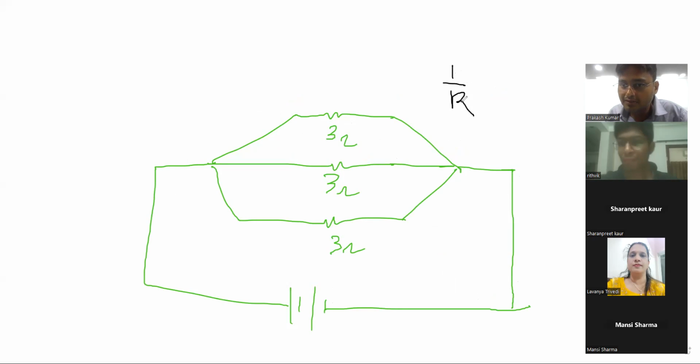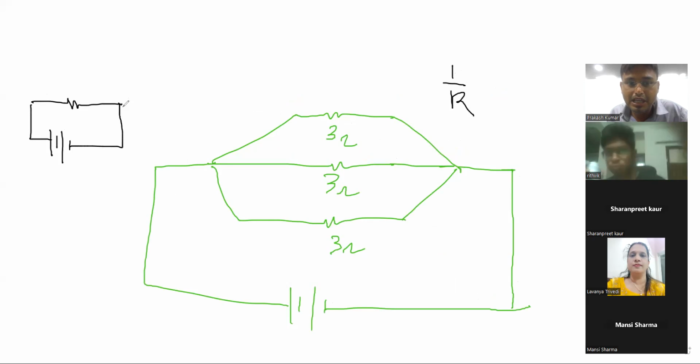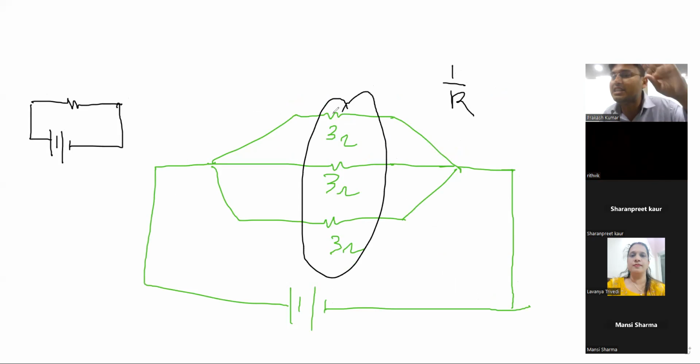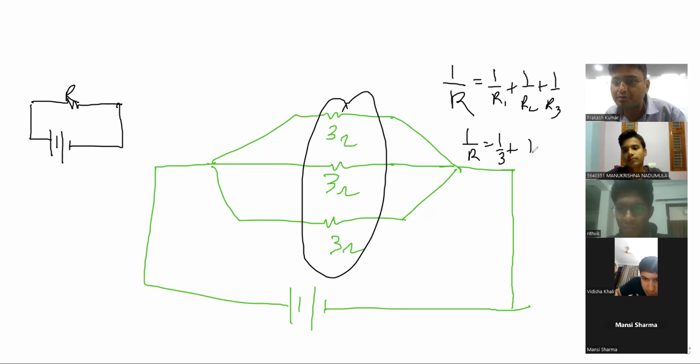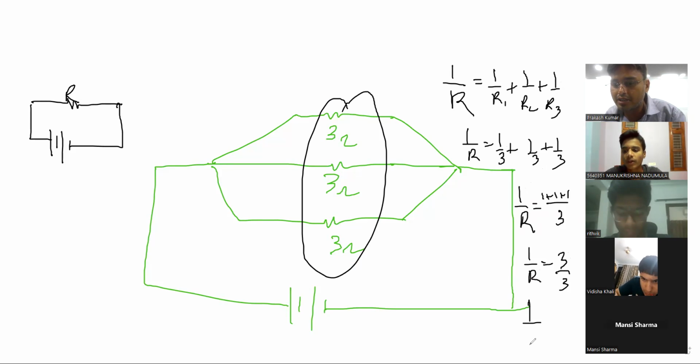So let it be R. R is such a resistance that if I remove these 3 resistors and place this resistor, this resistance will be equivalent to the combined 3. That is 1 by R equal to 1 by R1 plus 1 by R2 plus 1 by R3. So 1 by R will be equal to 1 by 3 plus 1 by 3 plus 1 by 3. LCM 3, it will be 1 by R equal to (1 plus 1 plus 1) by 3. That is 1 by R equal to 3 by 3, or 1 by R equal to 1, or simply I can say R equal to 1.